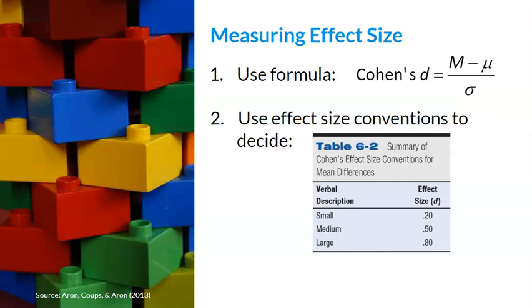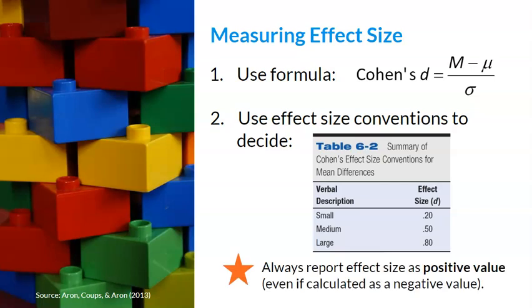When interpreting effect size, it's better to err on the side of caution. For example, if you calculated an effect size of 0.35, it falls right in between a small and a medium effect size. In this scenario, researchers would opt to say it was a small effect size versus saying it was a medium effect size.